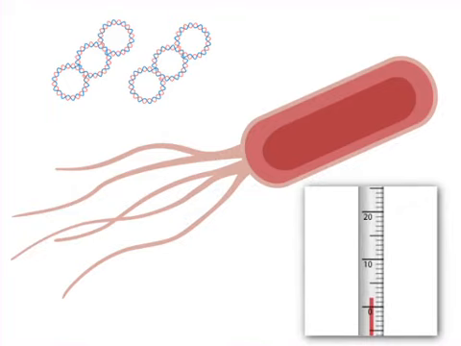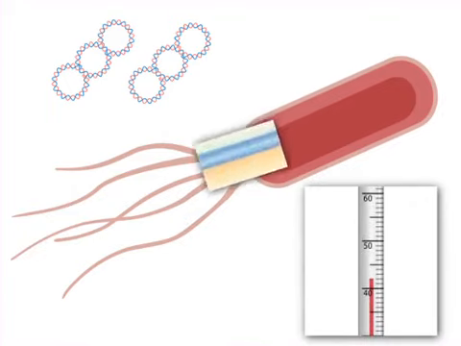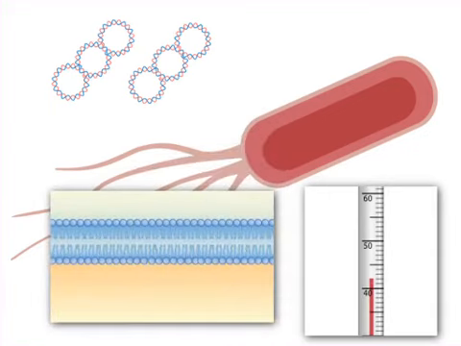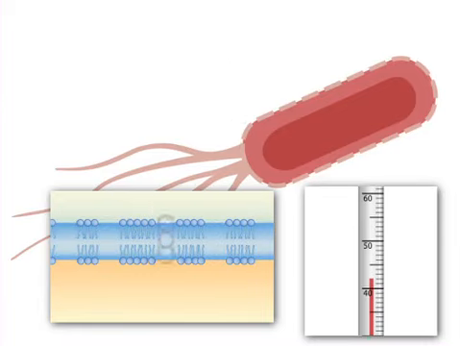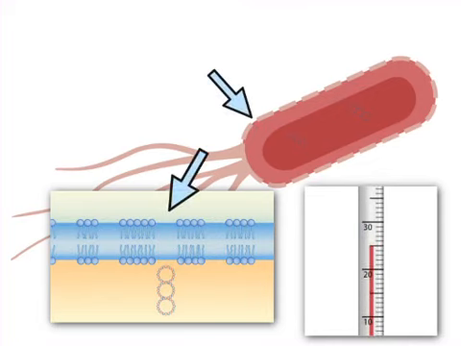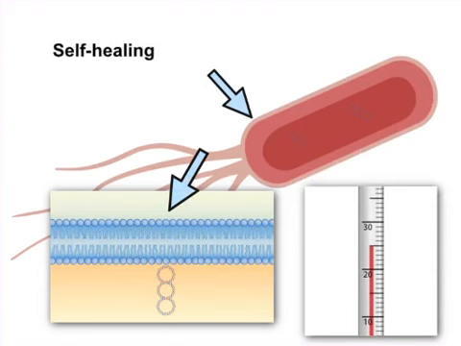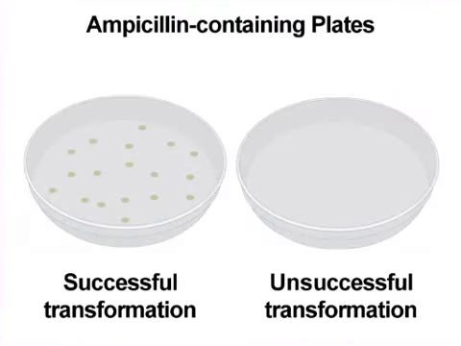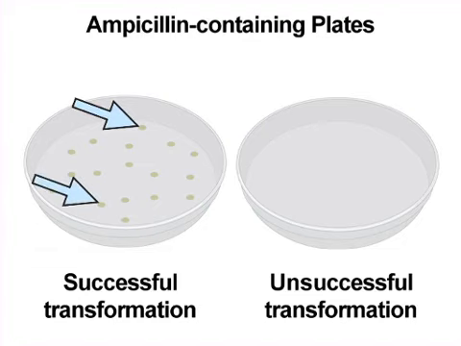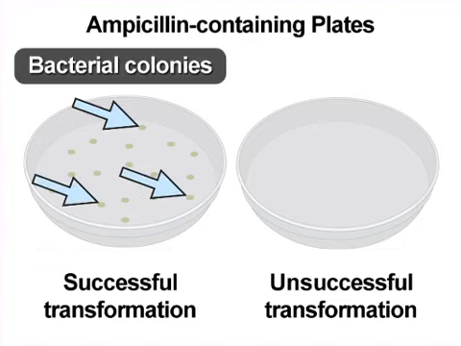By exposing cells to a sudden increase in temperature, or heat shock, a pressure difference between the outside and inside of the cell is created that induces the formation of pores through which supercoiled plasmid DNA can enter. After returning the cells to a more normal temperature, the cell wall will self-heal. Once cells have taken up the plasmid, they will be able to grow on agar plates laced with antibiotic.